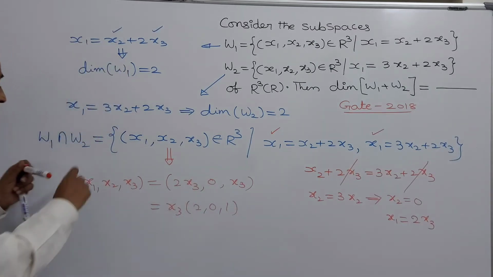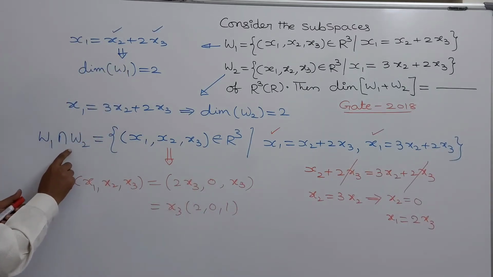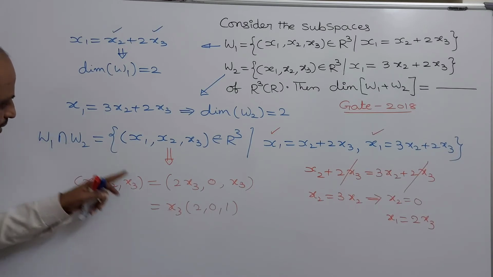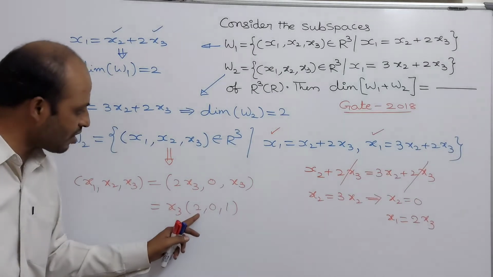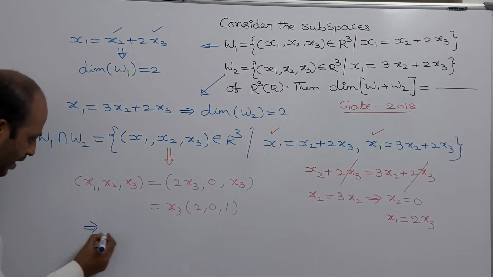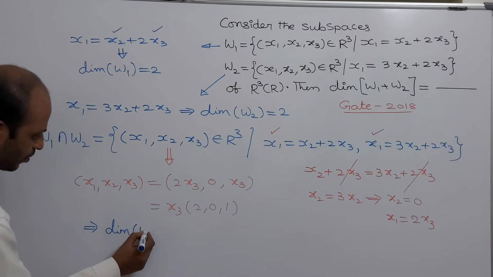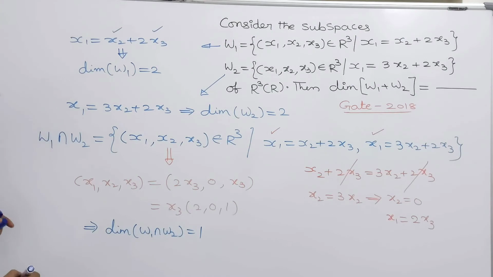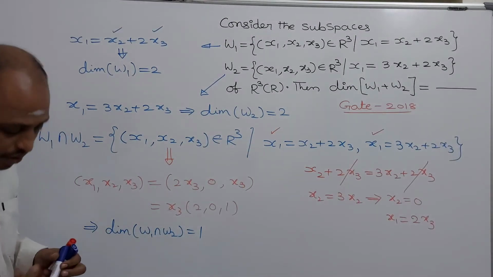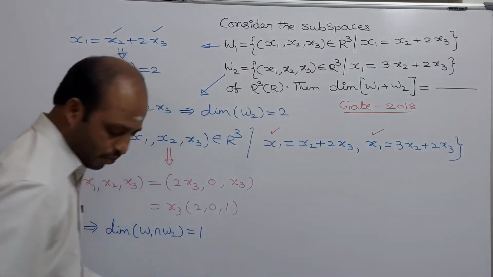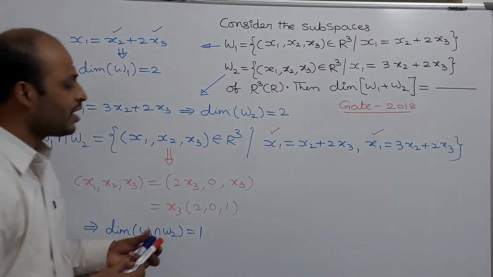It means every element of W1 intersection W2 can be written as a linear combination of (2, 0, 1). From this calculation you conclude that dimension of W1 intersection W2 is equal to 1. Yes, now we have all the values: dimension of W1, dimension of W2 and dimension of W1 intersection W2.